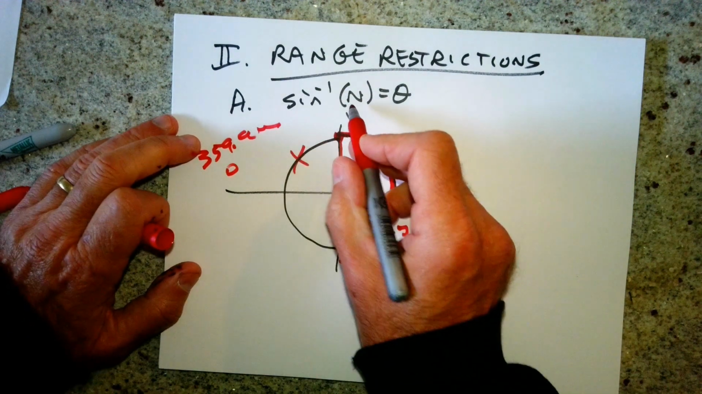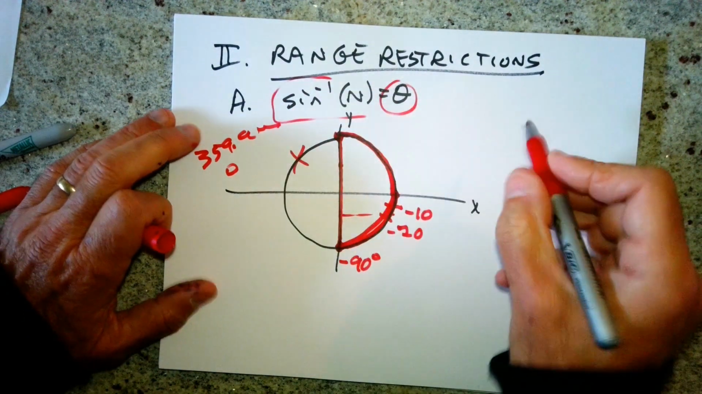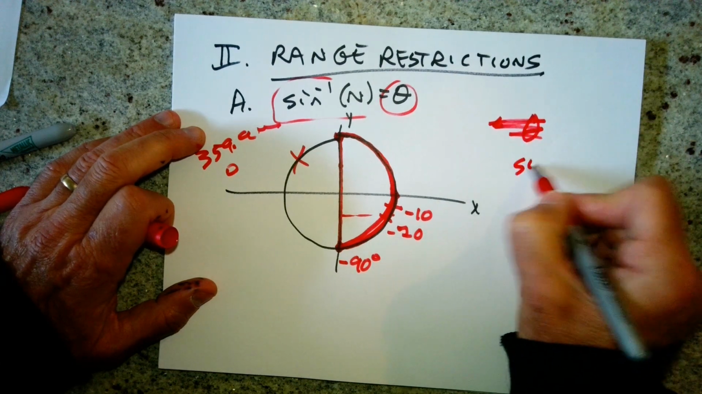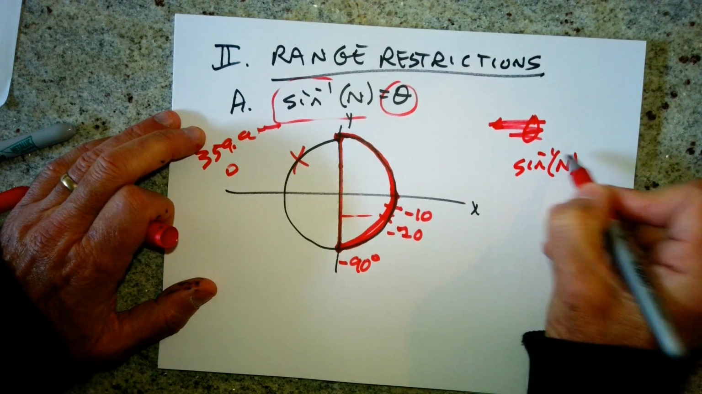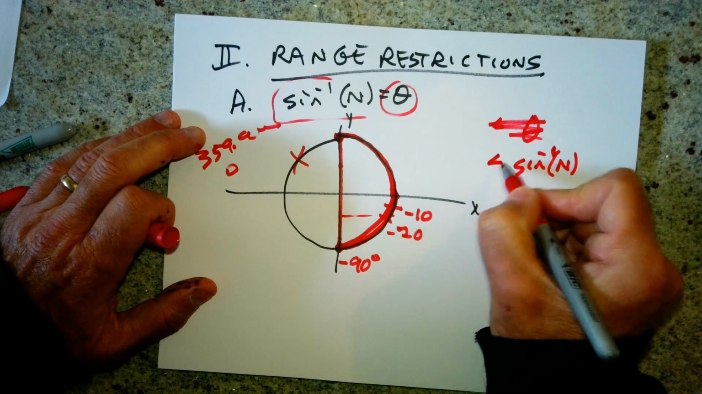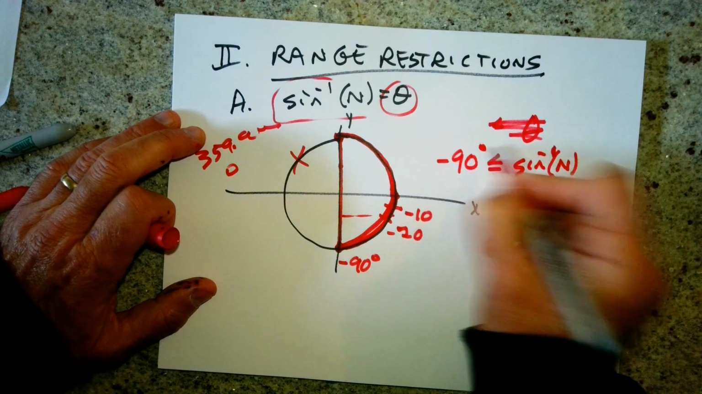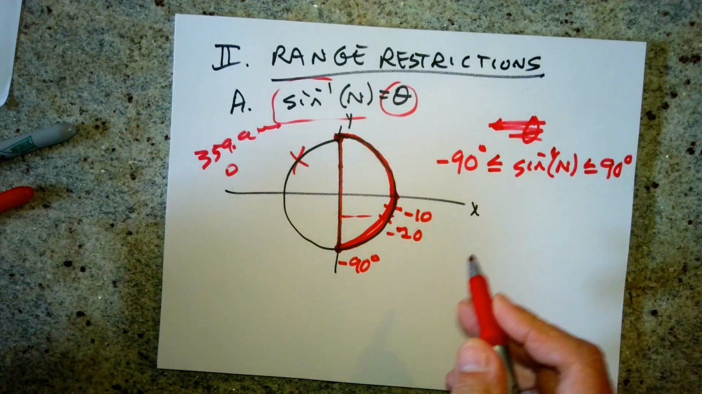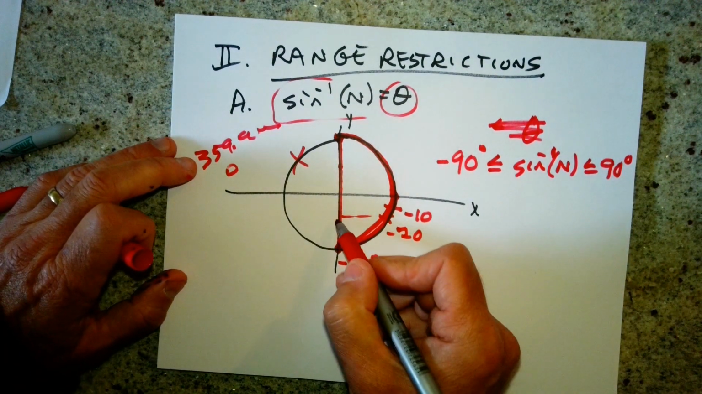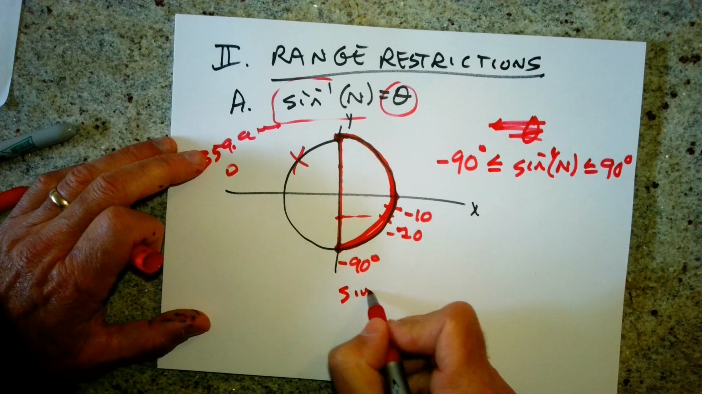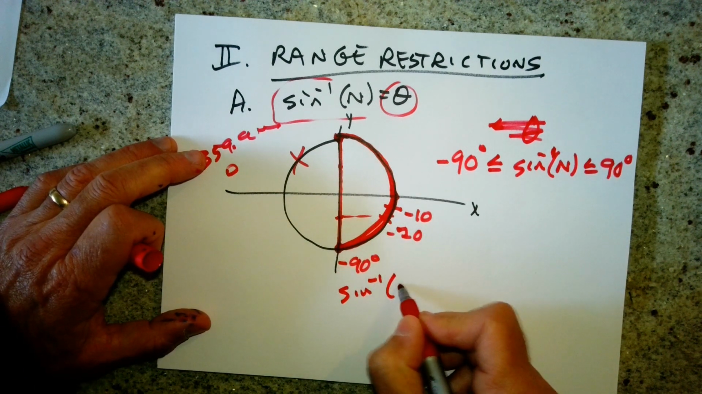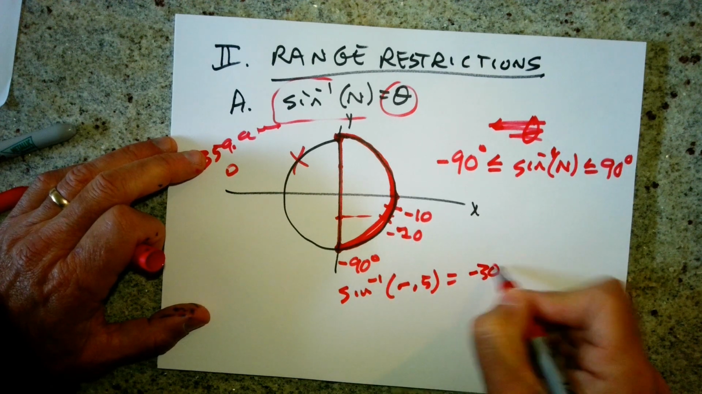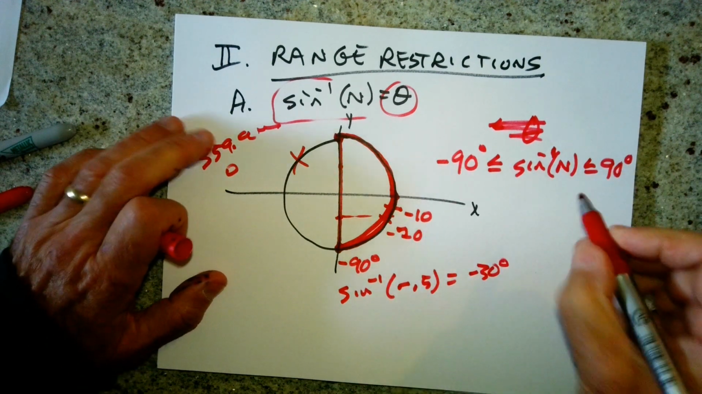So the range on this, the angles that are allowed, are artificially restricted. We'll put it this way, inverse sine of n. Remember, inverse trig functions are angles. That angle is artificially restricted to be between negative 90 degrees and 90 degrees. You can try this on your calculator. Put in the inverse sine of negative 0.5, and you will get negative 30 degrees. So it's restricted artificially to that.